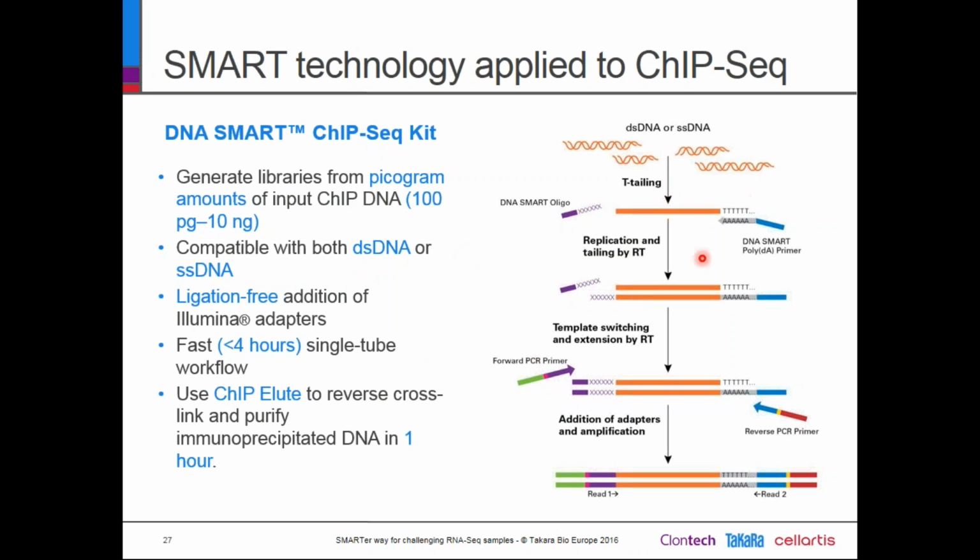So the protocol is very fast, because actually this is an adaptation of the SMART technology to be able to take a DNA. We are doing just a poly tailing to the DNA in order to allow the annealing of DNA SMART poly dA primer to do reverse transcription from the DNA. Well, reverse transcription is a strange term when talking about DNA, but it is reverse transcriptase that will be copying this DNA and then doing the SMART reaction that I already mentioned. And we will incorporate the Illumina indexes and adapters by PCR, and then you will get your library.